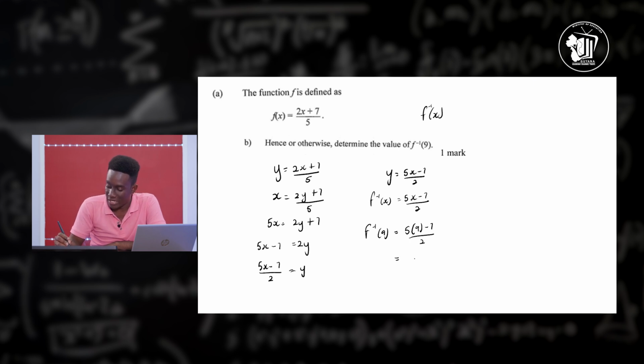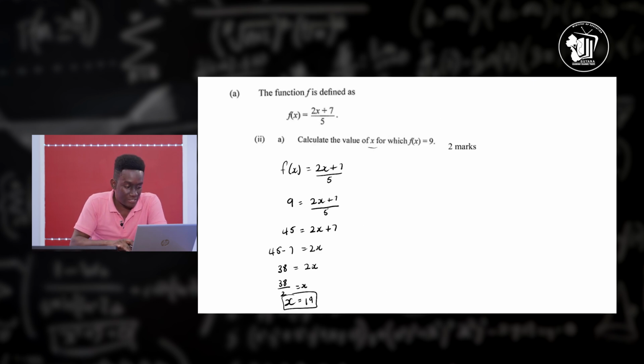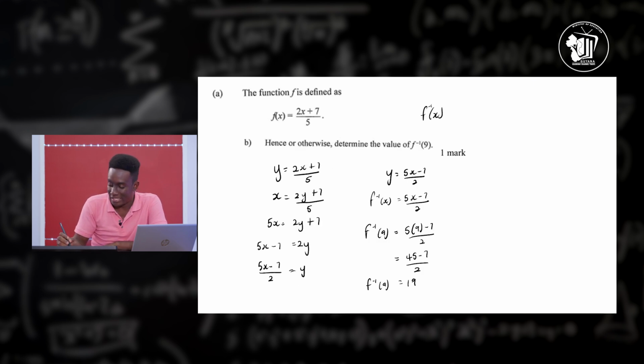So 5 times 9 is 45, subtract 7, all divided by 2. So this will be equal to 45 minus 7 would be 38. 38 divided by 2 would be 19. So f inverse of 9 is equal to 19. And as you can see, we found x to be 19, because when you find the inverse of a function, it's like you doing this here in reverse. So that is where we got 19 as the answer here.